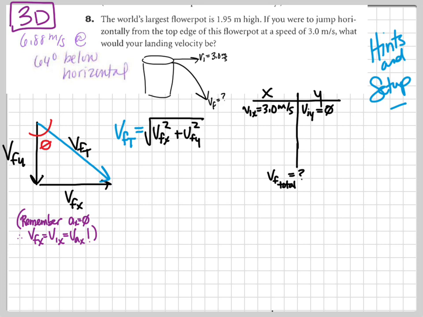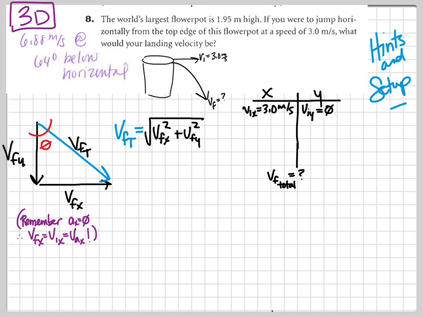So if you notice the little picture over on the other side where I've labeled VFY, VFX, and VF total. Don't forget that VF total is the resultant vector of the VFY and VFX. So we could find VF total by using good old Pythagoras. VF total equals VFX squared plus VFY squared, square root thereof. Well, problem is we don't have those, do we?